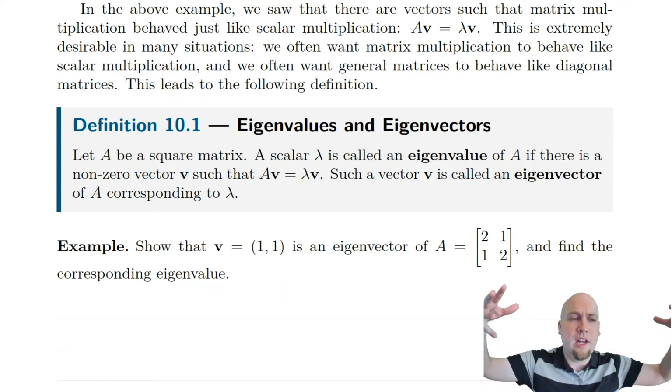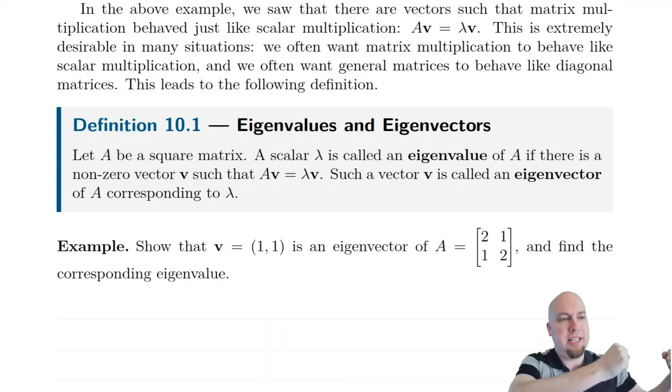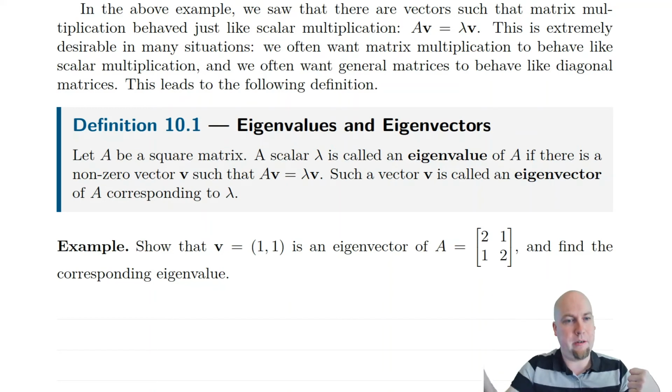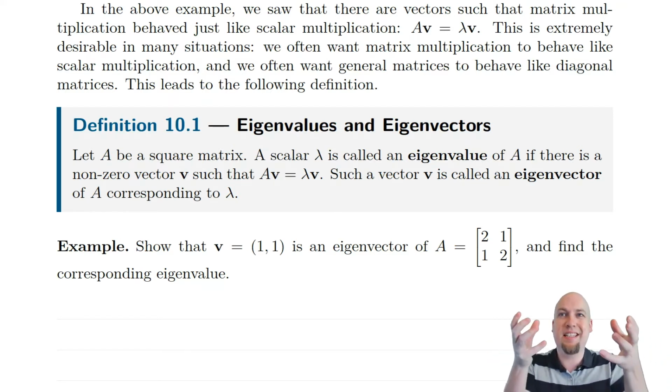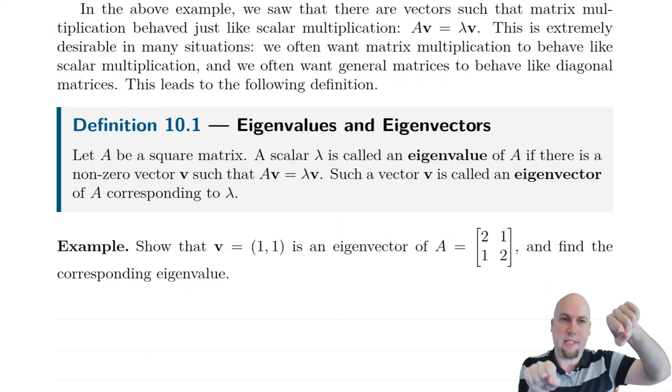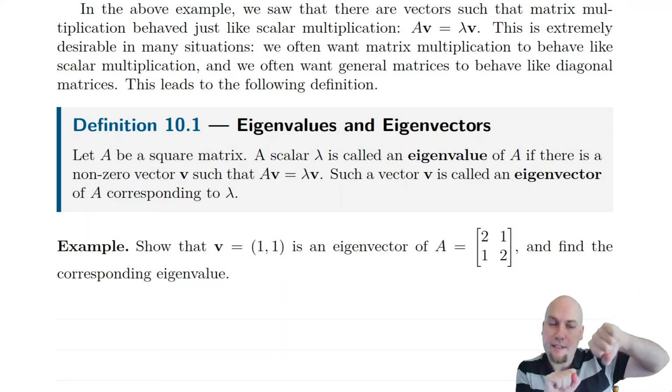Okay, so eigenvalues and eigenvectors come together, right? If you have one of them, you must have the other one. If you have an eigenvalue lambda, there's got to be a corresponding eigenvector V. And if you have an eigenvector V, there's got to be a corresponding eigenvalue lambda. And this vector V is the vector that's just getting stretched. It's not getting rotated at all. And the eigenvalue lambda is how much it's getting stretched by, okay?